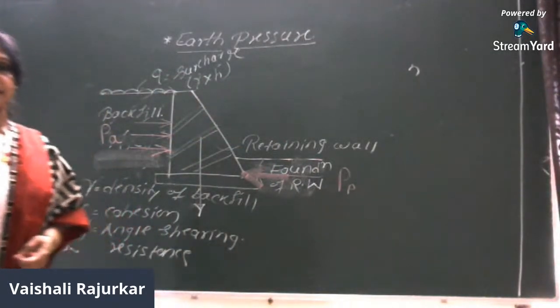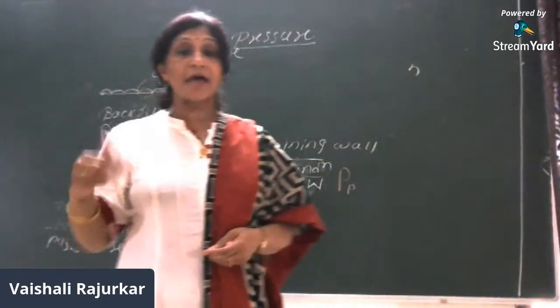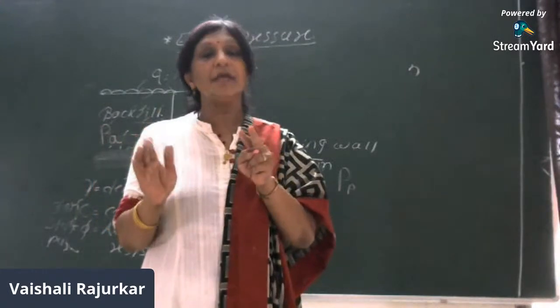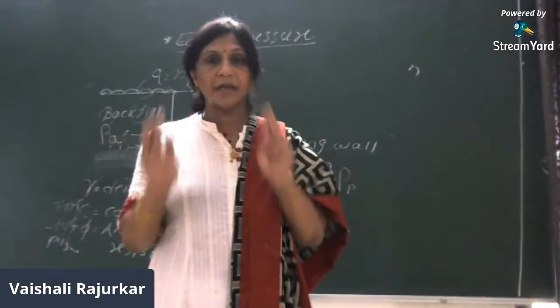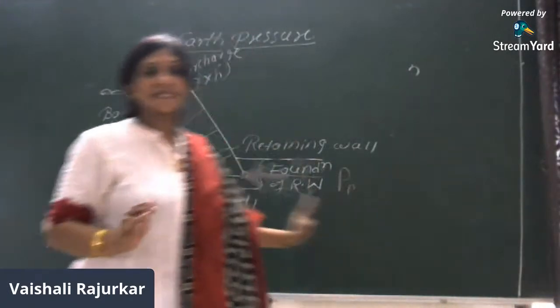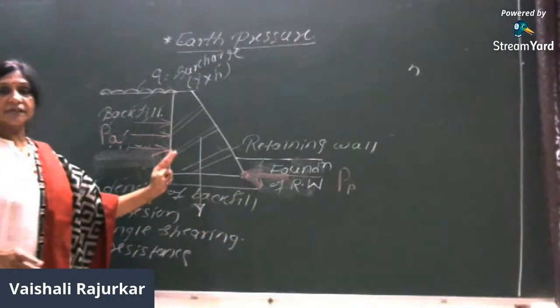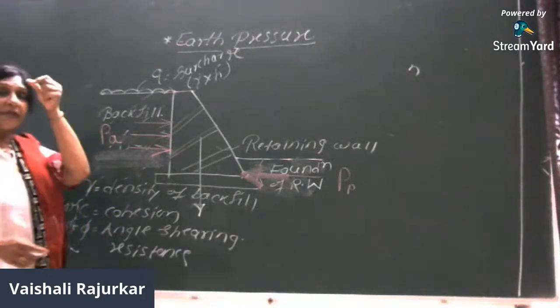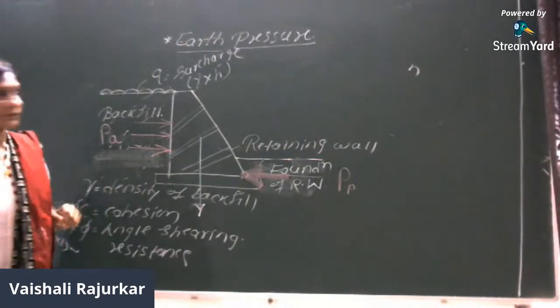And always remember that passive earth pressure has a larger numerical value as compared to active earth pressure, and therefore your wall is in a stable condition. So this is about the retaining wall, active earth pressure and the passive earth pressure. Now we will discuss the different types of pressures.